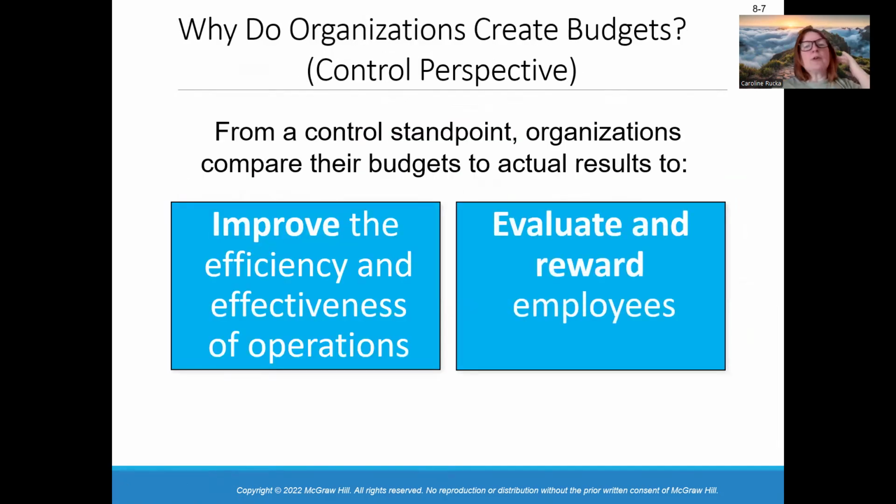So, from a control standpoint, organizations compare their budgets to the actual results, as I said on a previous slide. That's going to improve our efficiency and effectiveness. And we should reward our employees when they fall within budget.